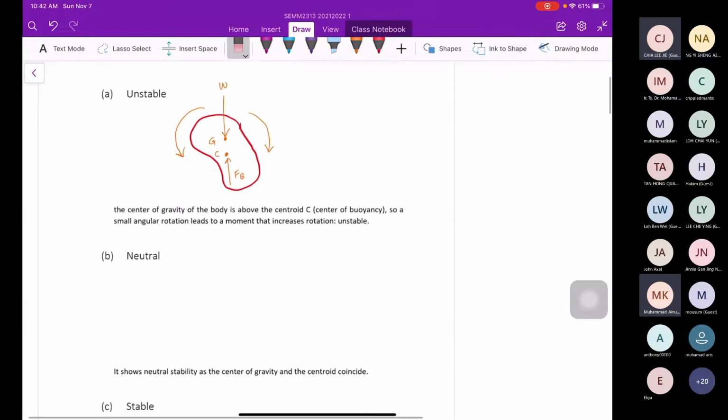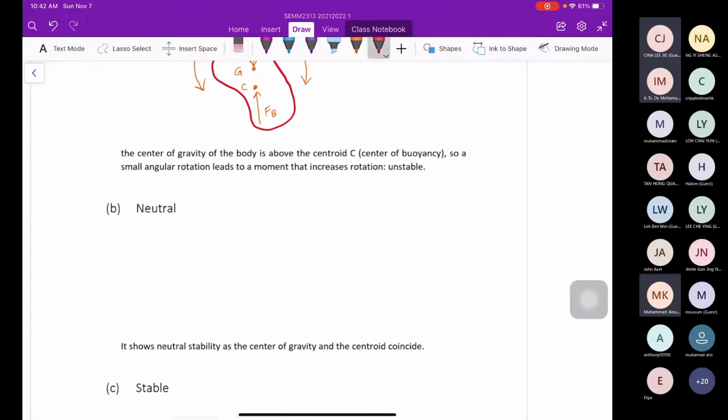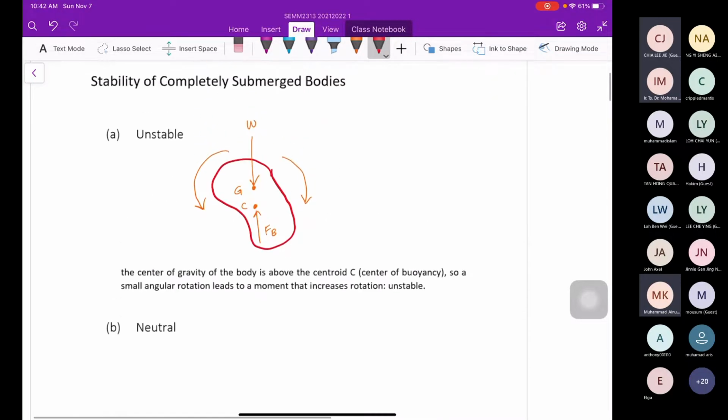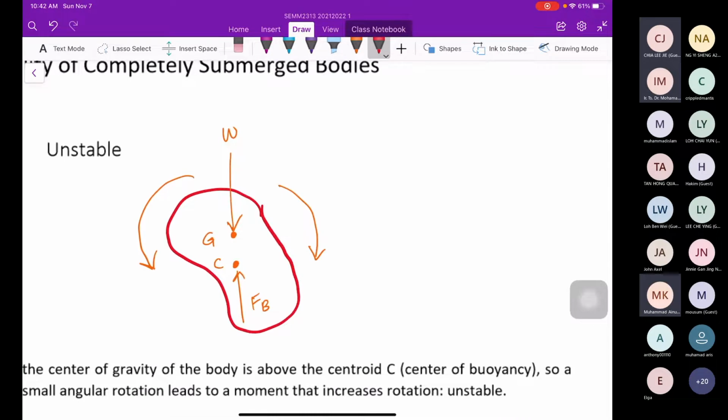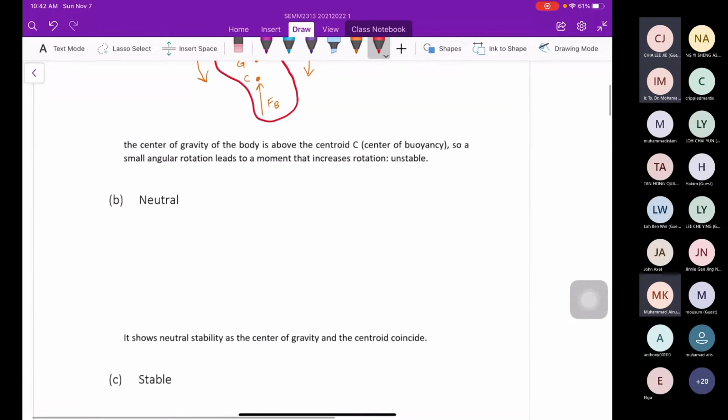For the neutral case, that means it is balanced. Once you touch it, it will move. When you give a small force, it will rotate.